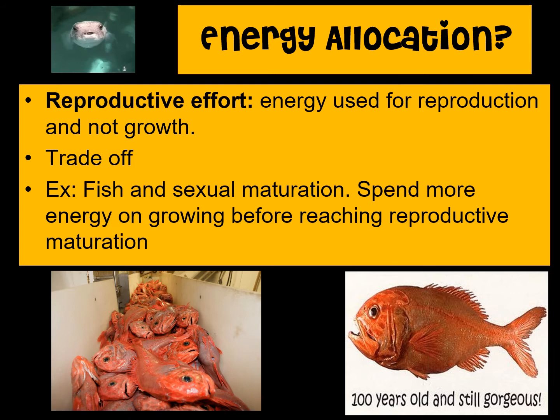We see this a lot in fish and definitely their sexual maturation. So for example, the orange roughy, it takes about 30 years for this organism to reach sexual maturation. So for those first 30 years, it grows and grows and grows, and it spends a lot of energy on growing. However, when it hits that age 30, the growing slows down and it focuses more of its energy on reproduction.